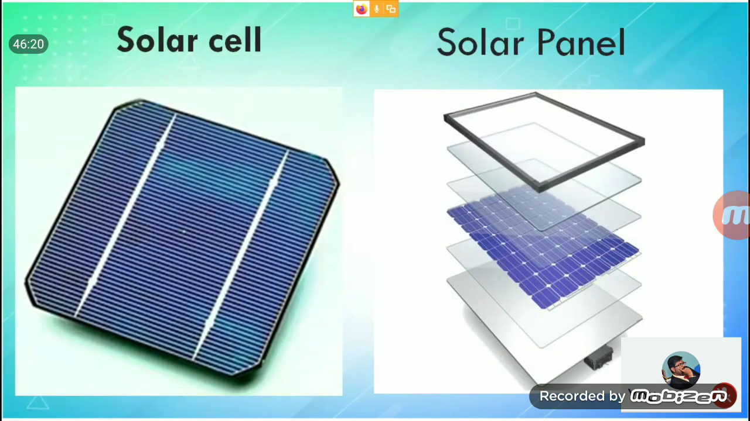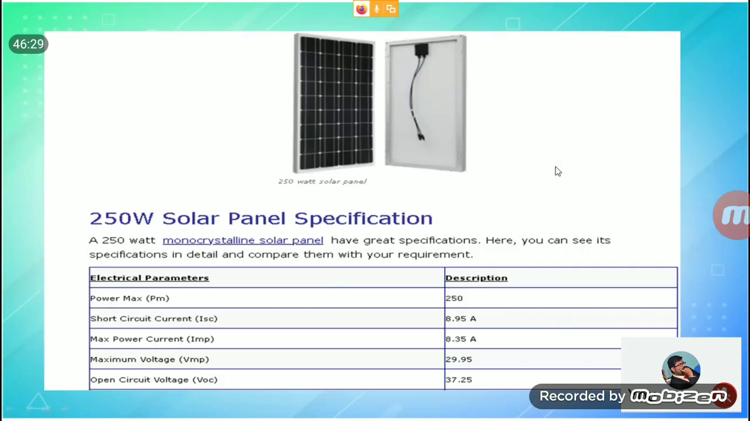Individual cells, you have to take 62. Individual cells like this, 62 you have to take. You have to connect all that in series. When you connect in series, you get a voltage of 37.25. Again I repeat, this is open circuit voltage. When you give load, automatically it will reduce.